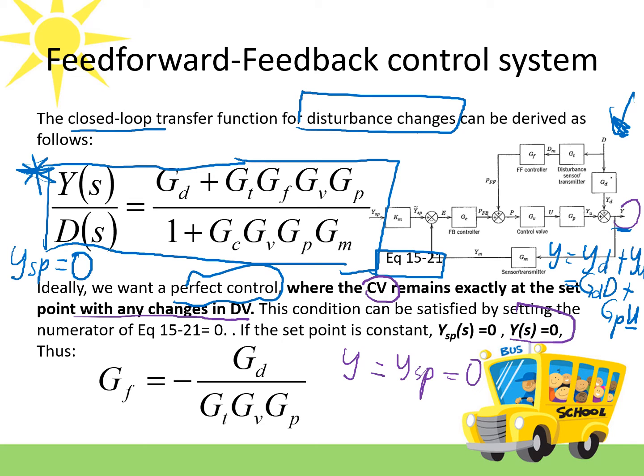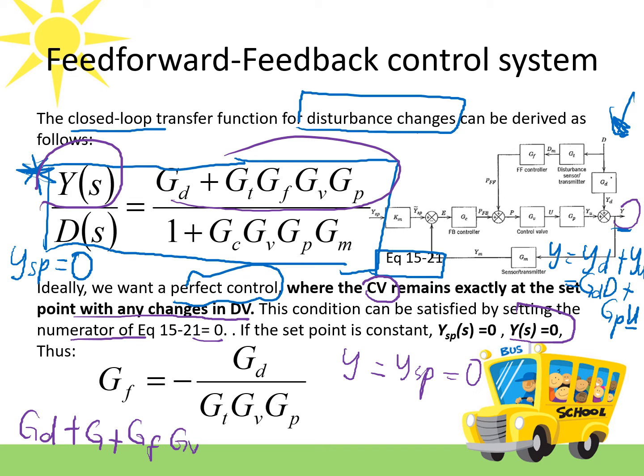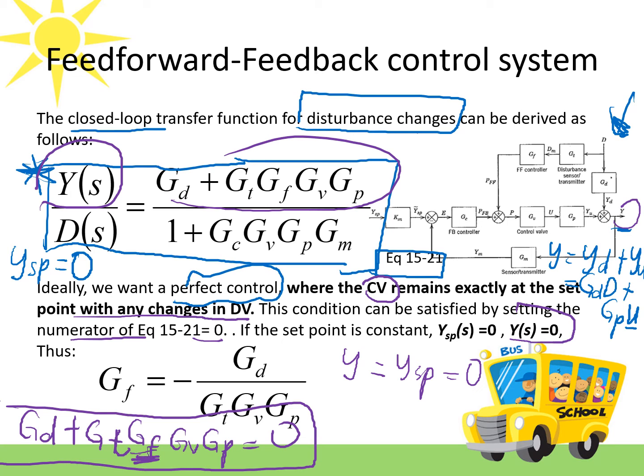Now this can be done by setting the numerator equal to 0, because the numerator here is your y, right? So you set the numerator, Gd plus Gt Gf Gv Gp, equal to 0. Now rearranging this equation to get the expression of Gf, you finally will get this expression for Gf, or the transfer function for the feed forward controller.